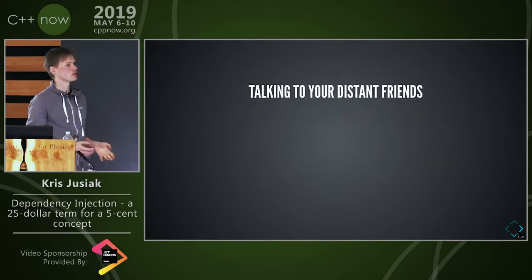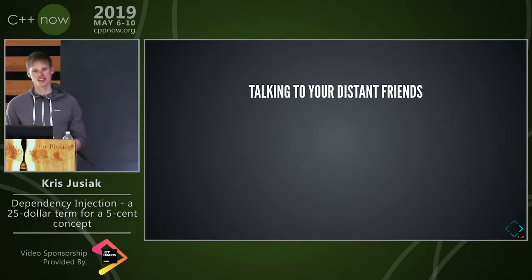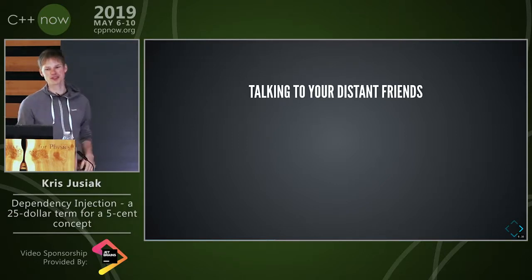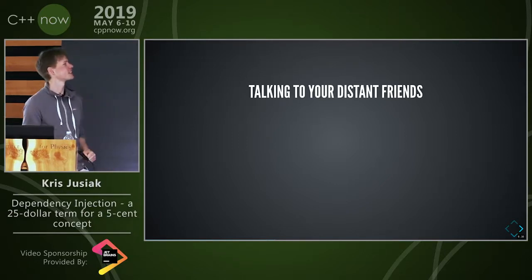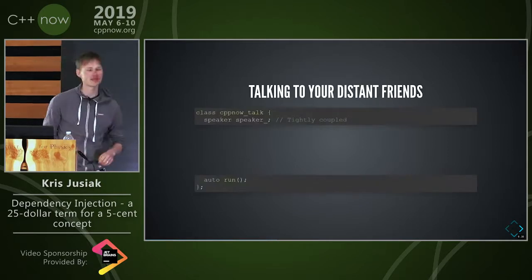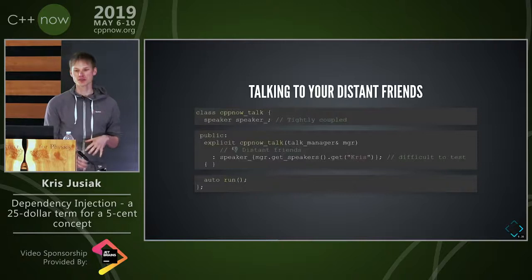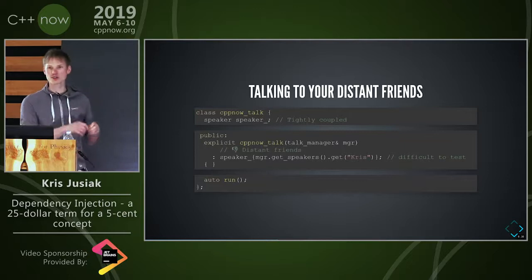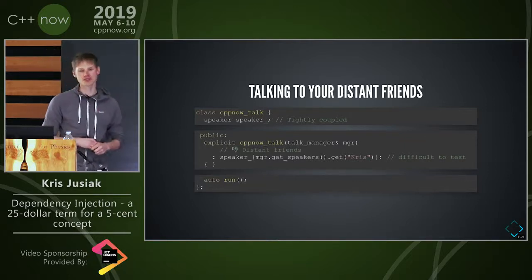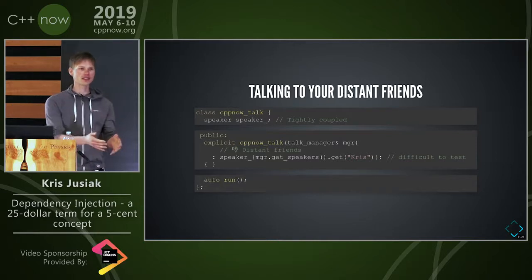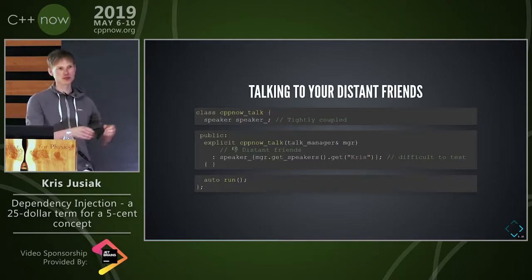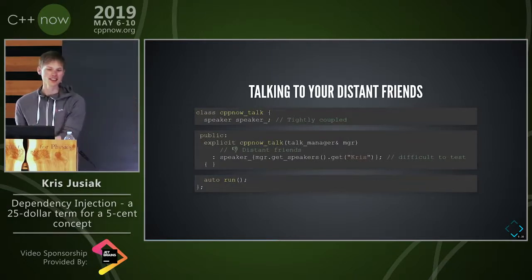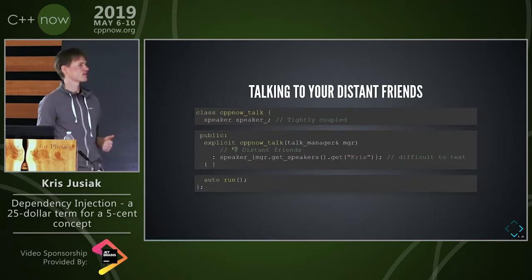Yet another thing is when you talk to your distant friends. It's good advice from Uncle Bob not to talk to them. You only want to talk to your family, basically. Keep it close and tight. So for example, a bad idea would be if our speaker gets the manager, and the manager gets the speakers, and so on. If you have a lot of dots in your code, it means you're doing something wrong with the design, because that will make your code extremely difficult to test, because you will have to fake multiple chains in order to get to the final thing. So distant friends, not good. Don't talk to them.